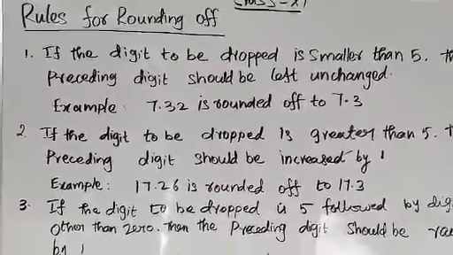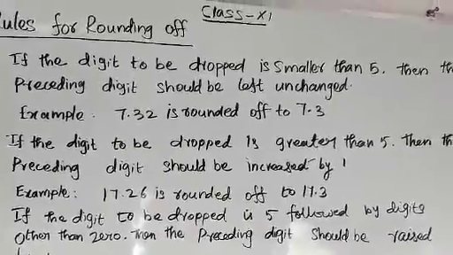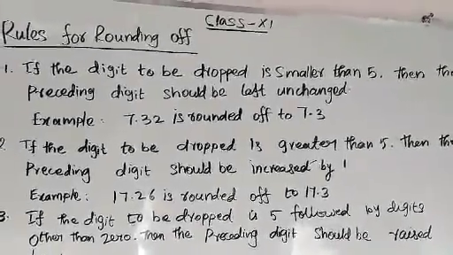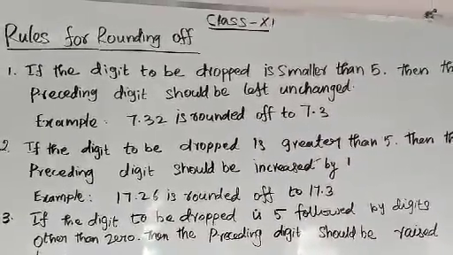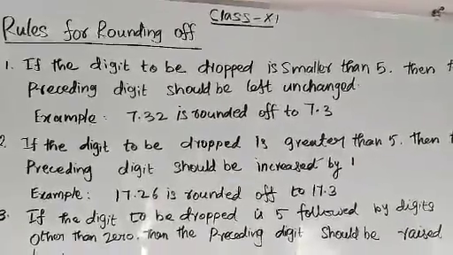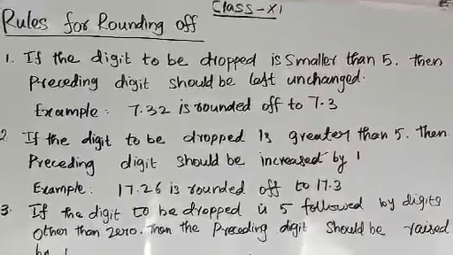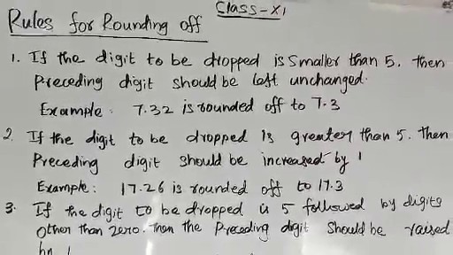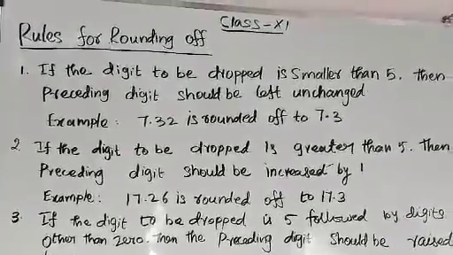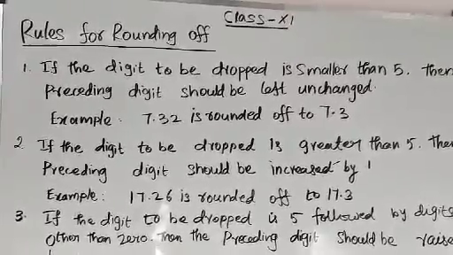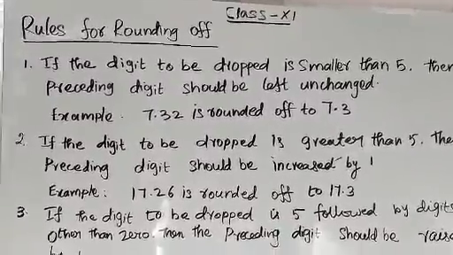Point 2: if the digit to be dropped is greater than 5, then the preceding digit should be increased by 1. First point, without changing the number if the last digit is smaller than 5. Then second point, if the last digit is greater than 5, raise the digit by adding the value 1, increasing by 1.